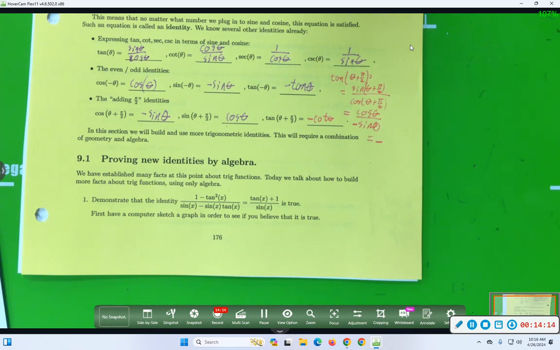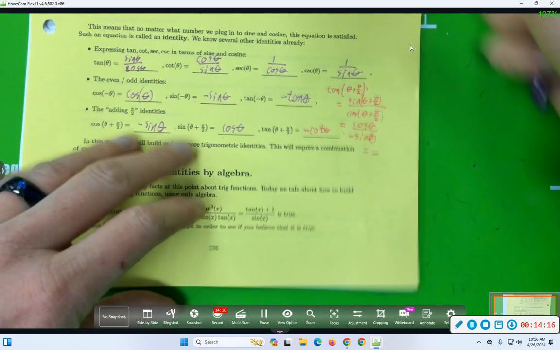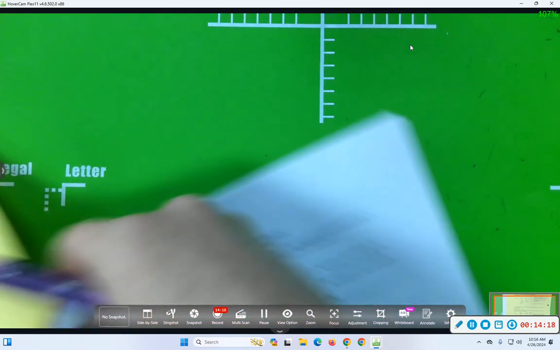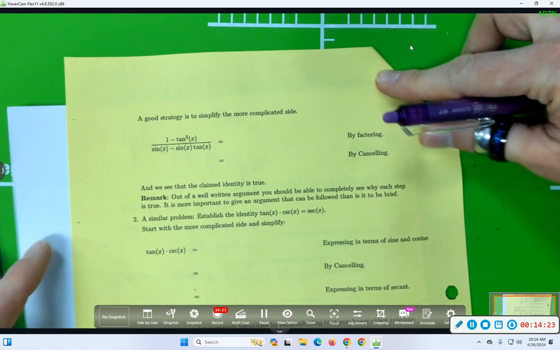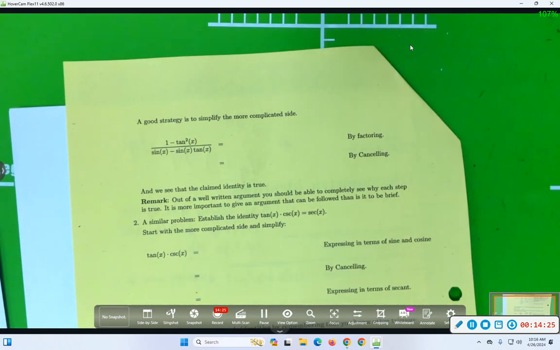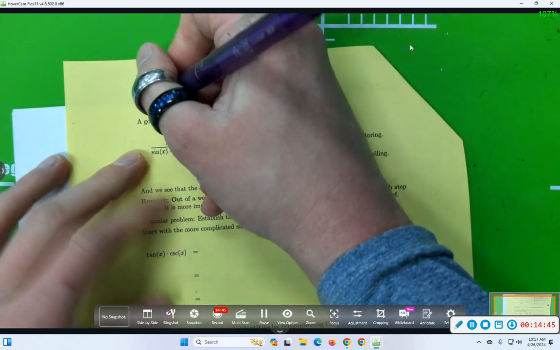I'm going to go to the next page because there's some guidance in how to do it. Let's try to follow along some steps. A good strategy to prove a trig identity is to pick a side that looks more complicated. This equation happens to have a side that obviously looks more complicated. And try to simplify it. So, 1 minus tangent x divided by sine x. Well, the side that looks more complicated. Maybe I'll put the goal up on top.